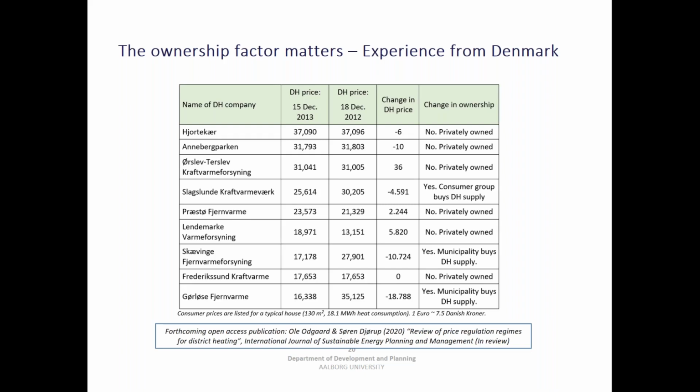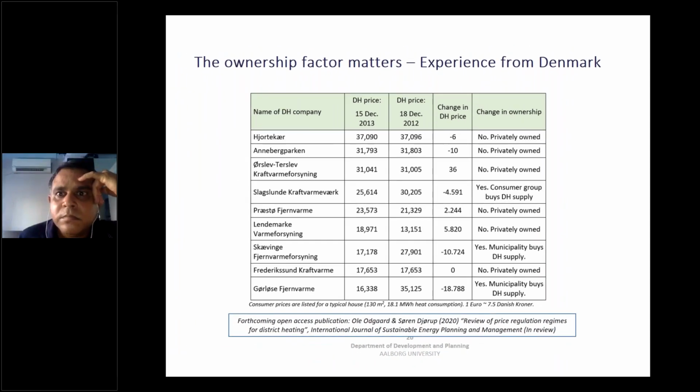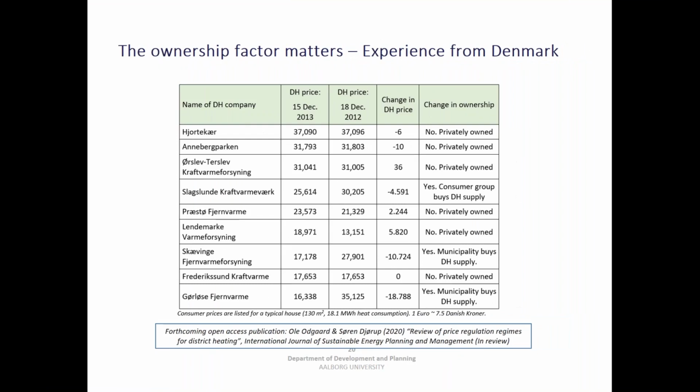And if you then go to the column with change in DH price, then the rows where you see a large negative change in prices is where ownership was changed. So, for example, when the municipality bought the company from the private owner, what we actually saw was that from one year to another, the heating price decreased by even up to 50% or more in consumer prices. So this also clearly illustrates that you need to consider your ownership structure together with the price regulation, because the same price regulation can give very different prices depending on who owns the systems.